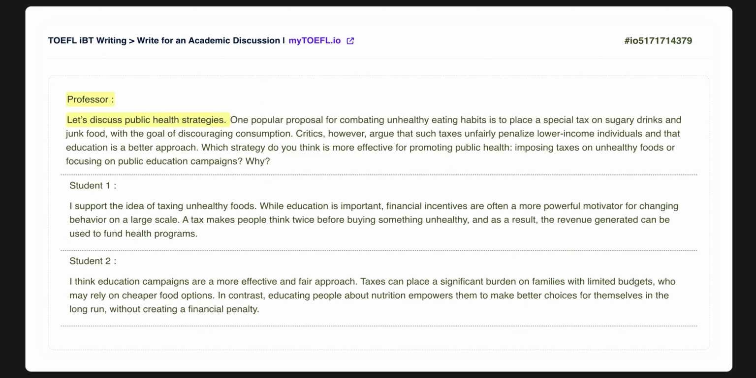Professor, let's discuss public health strategies. The professor starts by introducing the general theme. The phrase public health strategies is our main umbrella topic. In the exam, always look for this opening to understand the broad field you are working in.